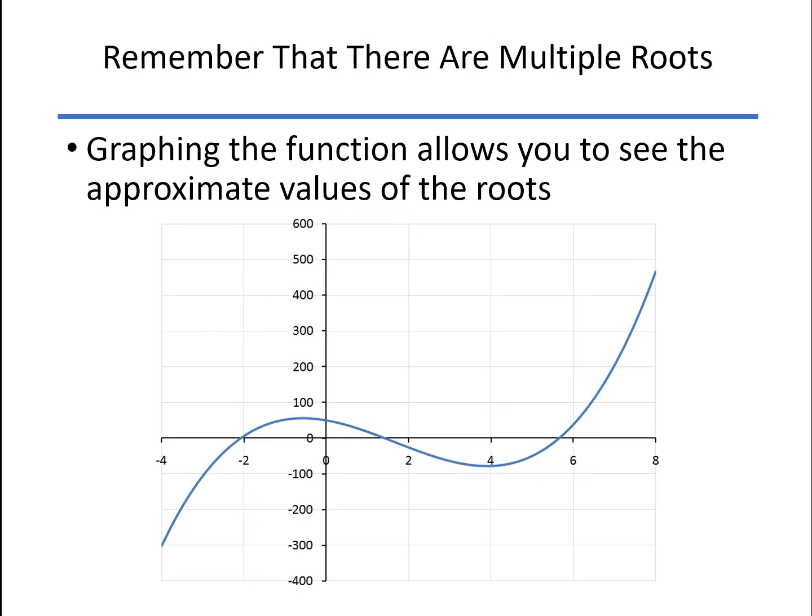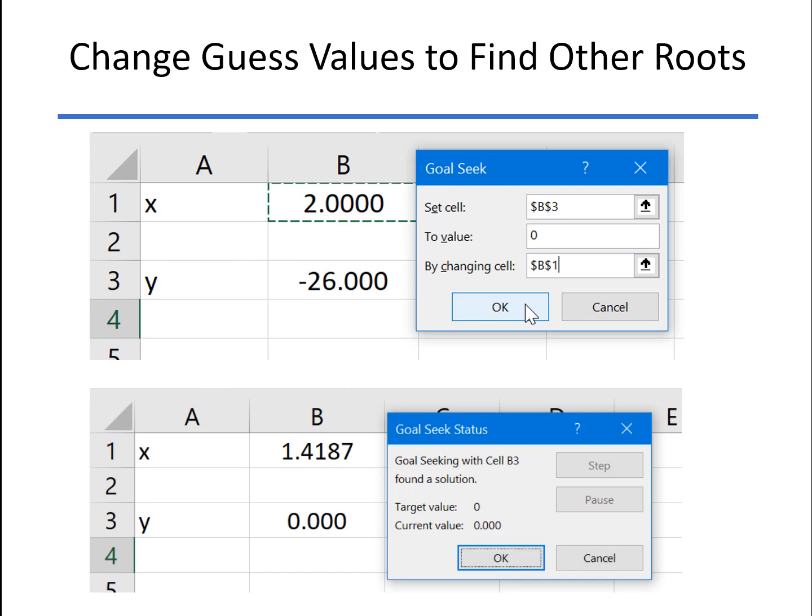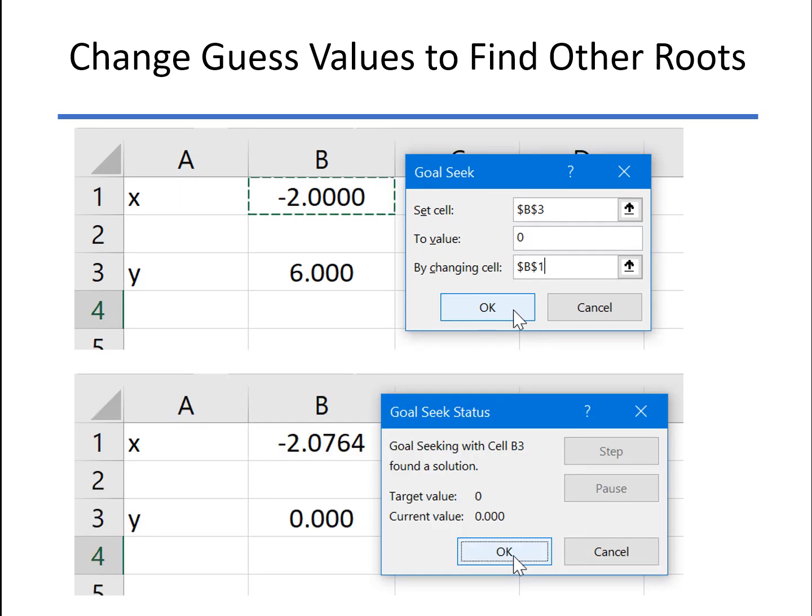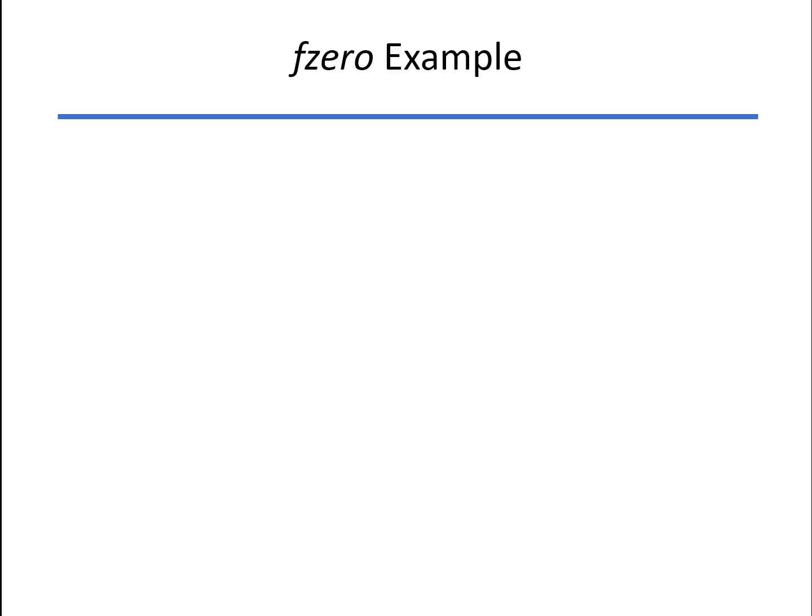And again, just showing those, and showing again that if we graph this, we can see where those three roots are approximately. So after I put in the value of 10 kind of arbitrarily, we found this root right here, but then the other two are close to -2 and +2, so we put those in as guess values to find the other two roots. Okay, so that's Goal Seek.